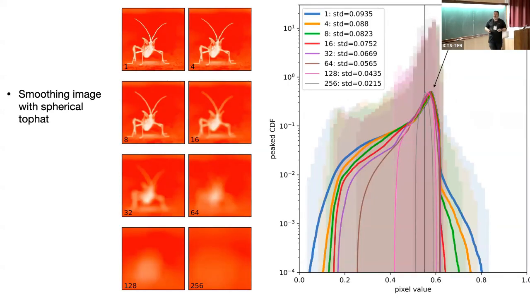Let me give you an example, so you get a feeling for what these things look like. I took this image and smoothed it with a spherical top hat of 4 pixels in radius, 8 pixels, 16 pixels, and so on. In the back you see the histograms. The blue one would be the one for 1, but here in blue is the peak CDF for the same image. Of course it's closely related, because the histogram is the derivative of this one.